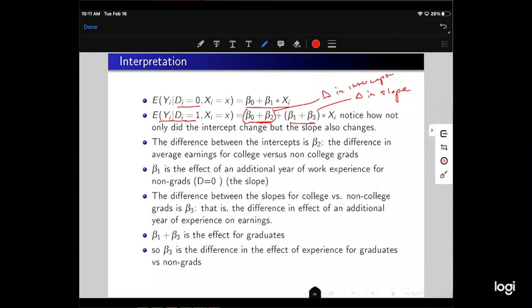The difference between the slopes for college versus non-college grads is beta 3, and that is the difference in the effect of an additional year of experience on earnings, so we already said that. We already kind of covered most of the rest of this slide.